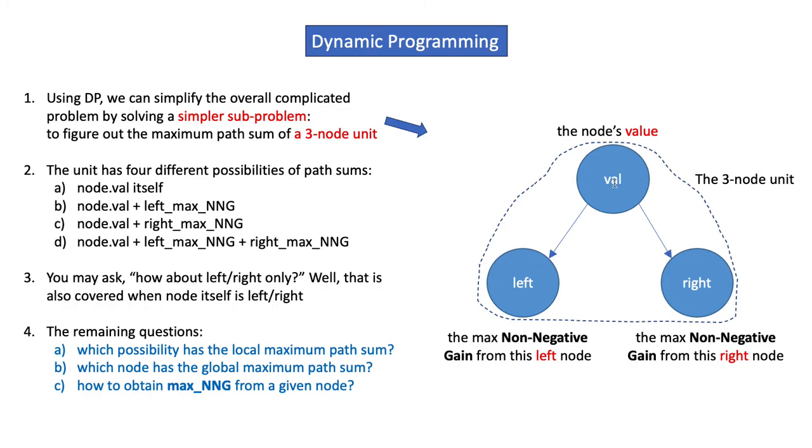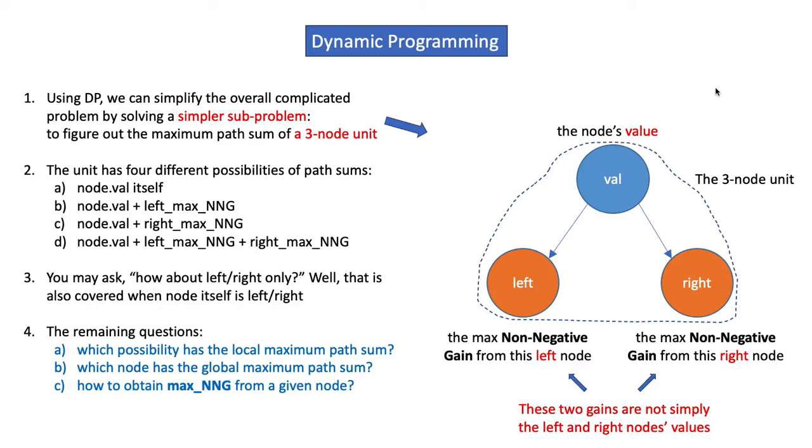In this unit, there's a node, and there's a maximum non-negative gain from the left node, and the maximum non-negative gain from the right node. So there are three components here. Here, the non-negative gain means the gain will be zero in the worst case scenario and will be positive in the other scenario. This property makes the computation a lot easier.